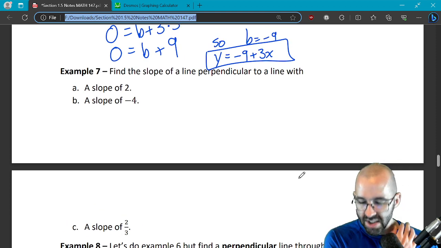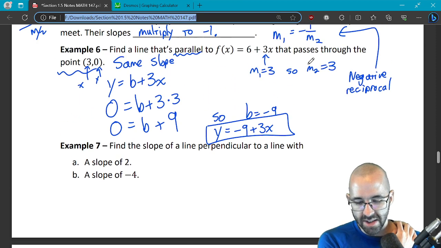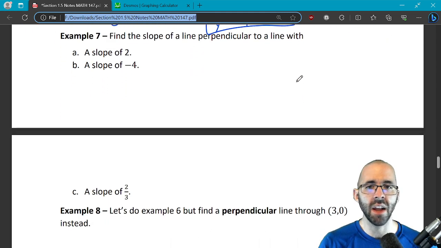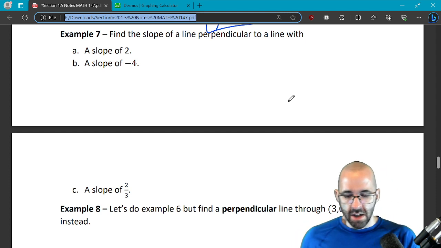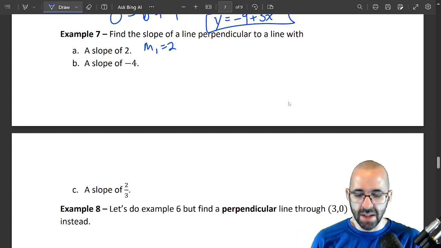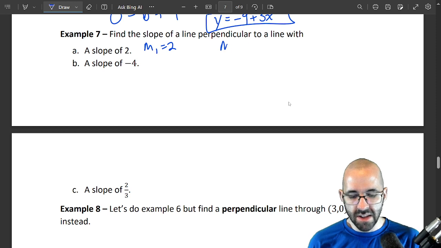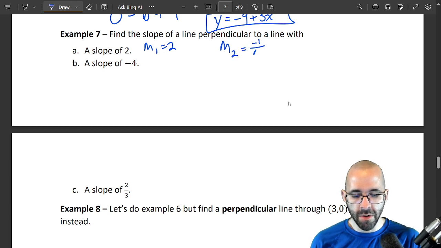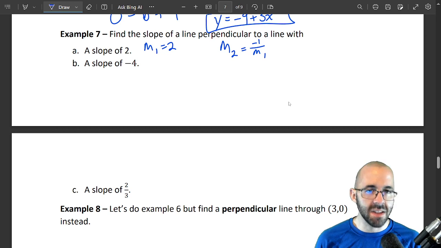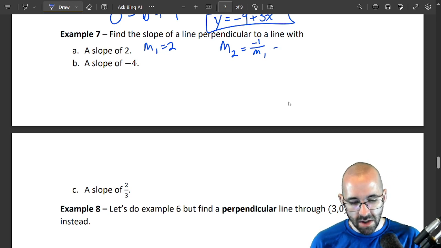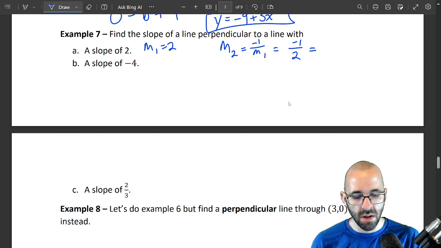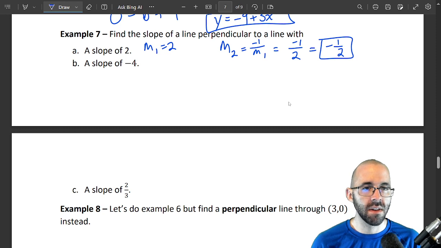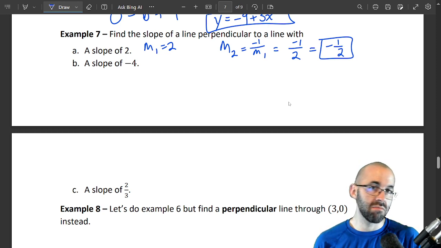Example 7. This is a good one to try yourself if you want some practice. Maybe let's do the first one together, A together, and then you try B and C, which are harder. So the first slope over here is going to be 2. The second slope is going to be -1 over the first slope. It's the negative reciprocal. So it's going to be -1 over the first slope, which was 2. We'll just write that as -1/2. That's our answer to A. So you can really pause the video now and try B and C if you want, or we can watch it together.